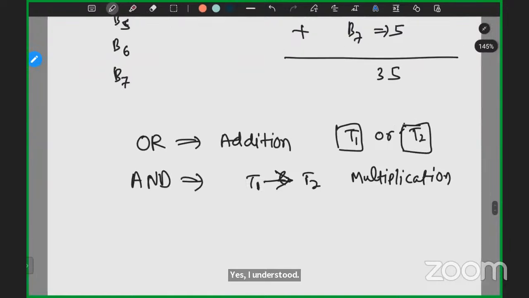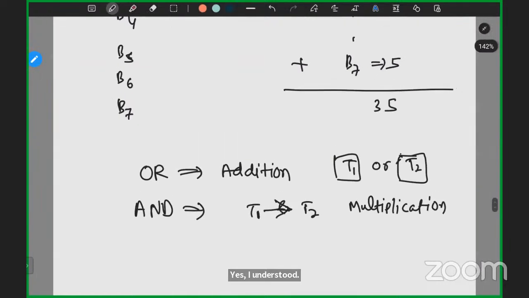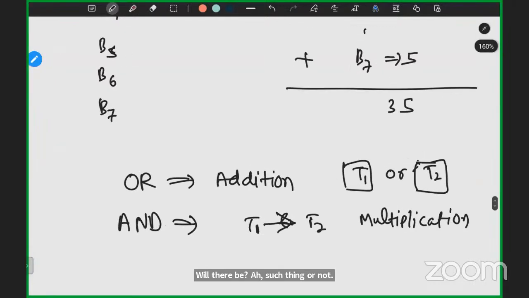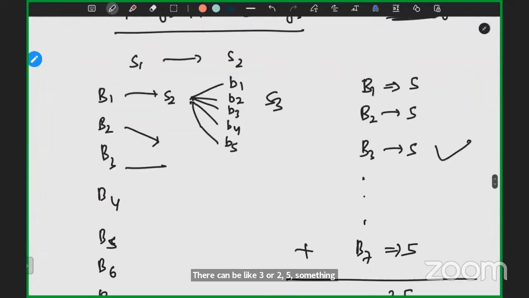Sir, I have a question in this. Okay, go ahead. Sir, there are only two conditions, T1 or T2, and no T3. If we have 4 or 5 different conditions, can there be such a thing? Yes, there can be T3 or T4 or T5. Yes, there can be any.